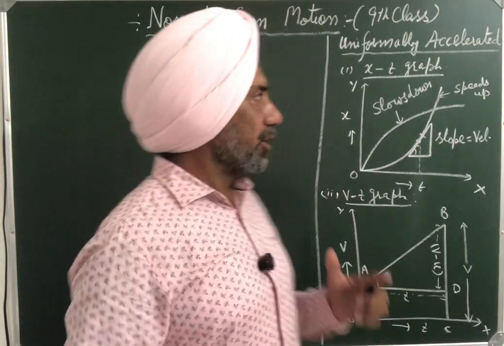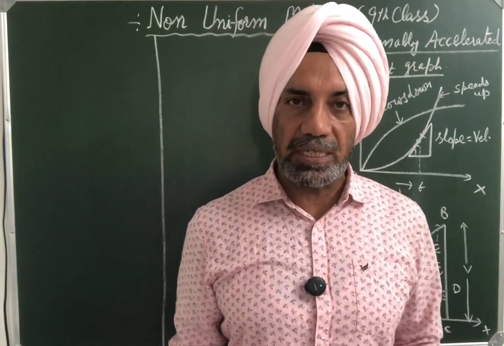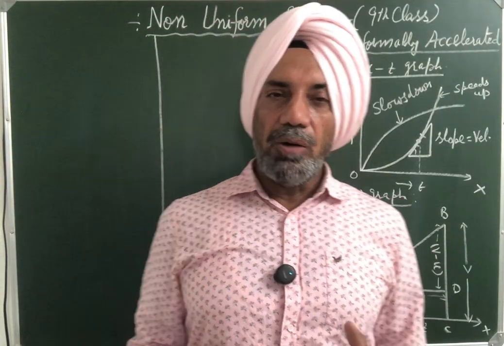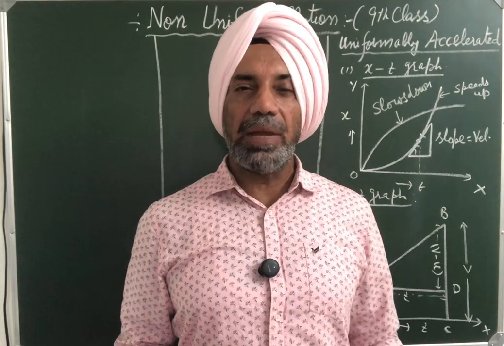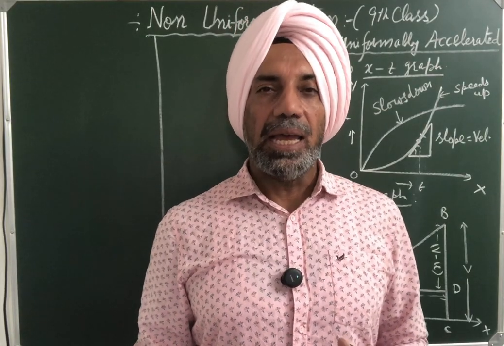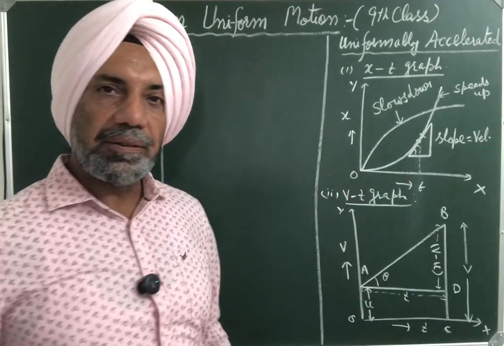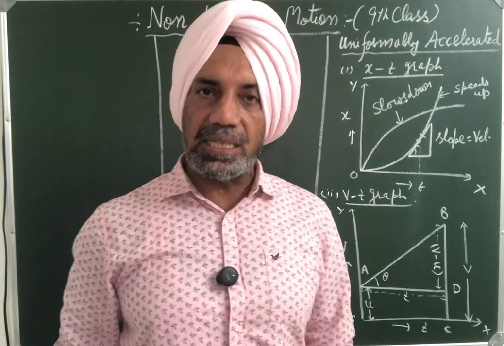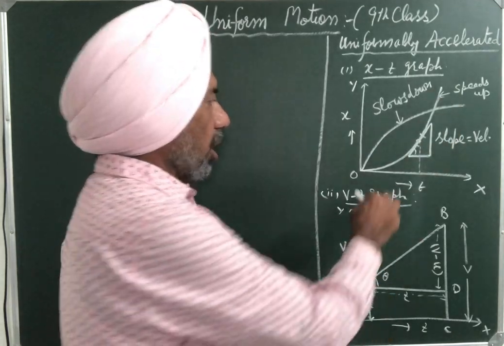So in this video, I will discuss only uniformly accelerated motion for 9th class especially. So for that, we have to plot how the position of the body varies with time, how the velocity of the body varies with time, and we have to derive equations of motion for uniformly accelerated motion. When a graph is plotted taking time along the x-axis and the corresponding position of the body along the y-axis, we get a parabola like this or like this.